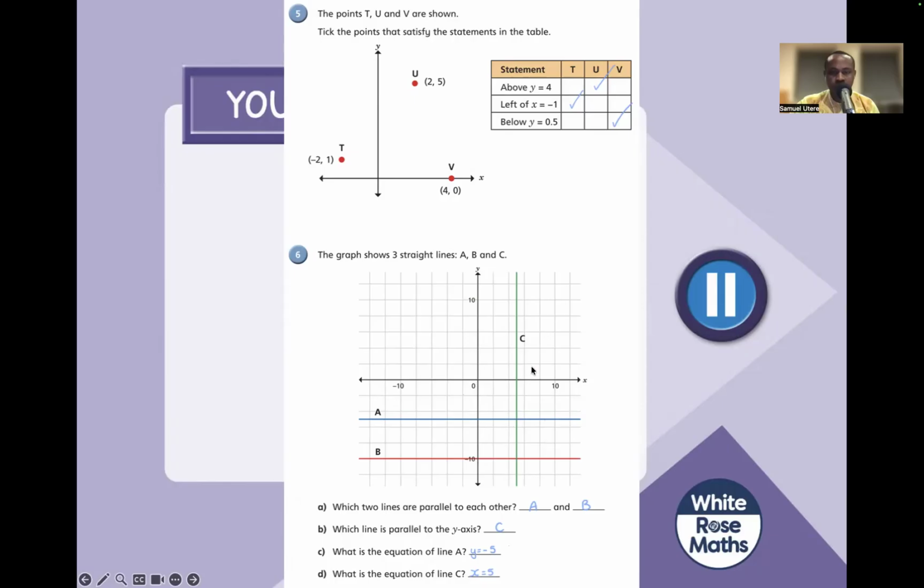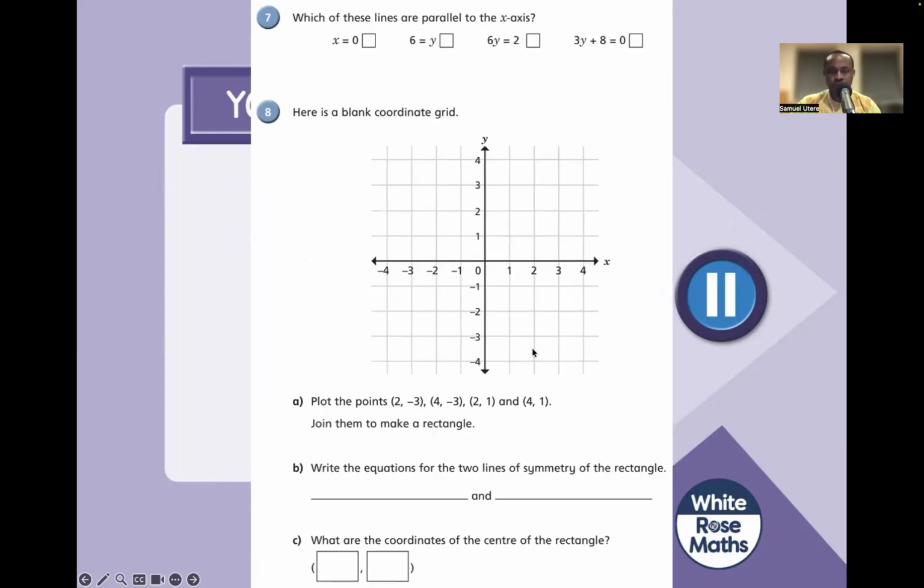And then, you're asked what is the equation of the line C. You can see the line C has to be x equal to 5. So you can see 0 to 10, halfway should be x equal to 5. Pause the video and answer questions 7 and 8 in 3 minutes.